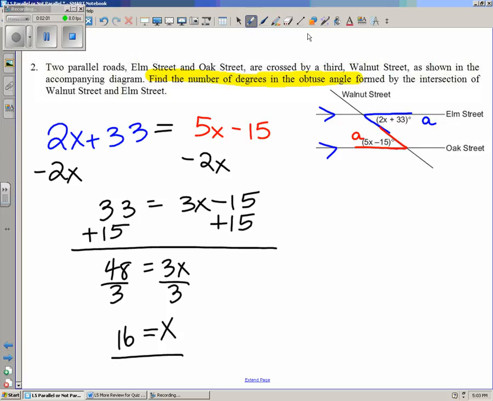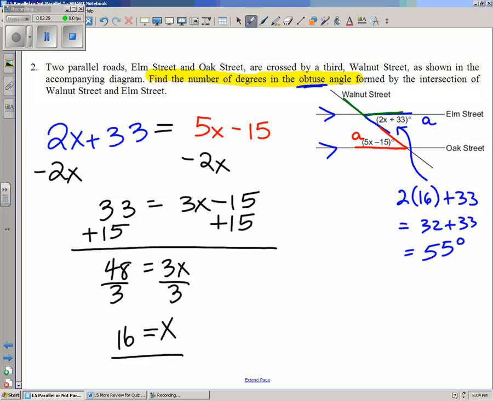So I'm going to come right here and plug in 2 times 16 plus 33, which turns out to be 55. So this angle, the acute angle, measures 55 degrees, which is great because 55 is less than 90. But they were asking us to find one of the obtuse angles. So if we take a look, for example, here's an obtuse angle, all right?